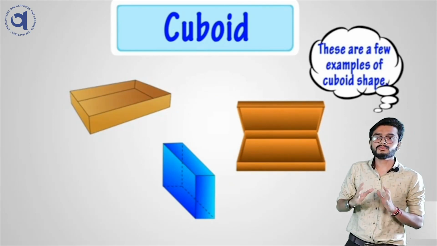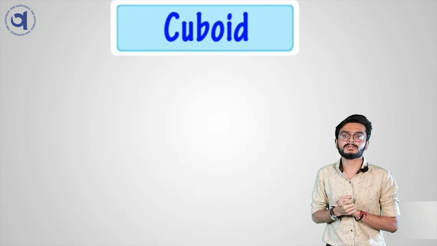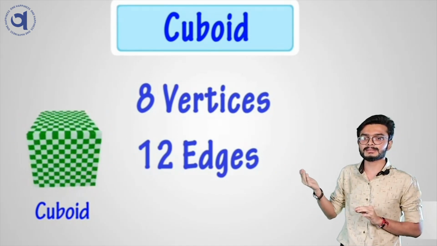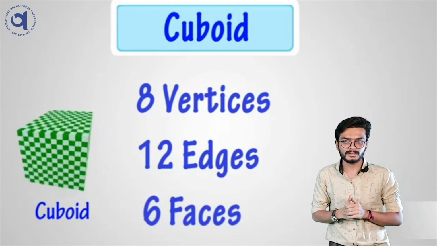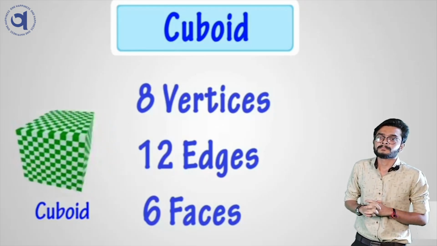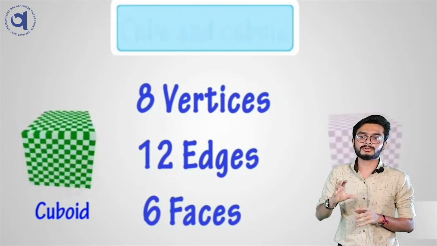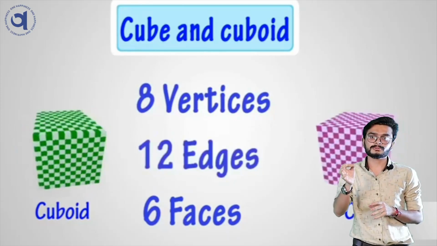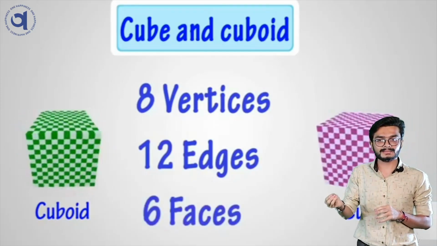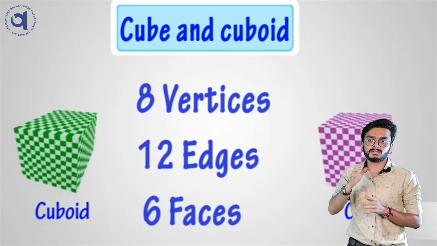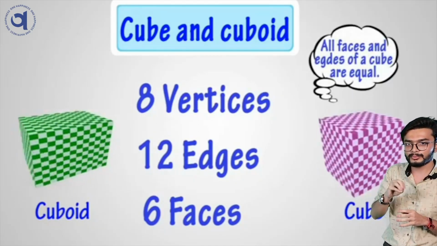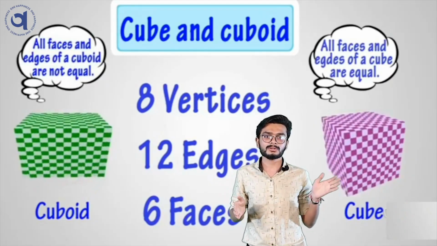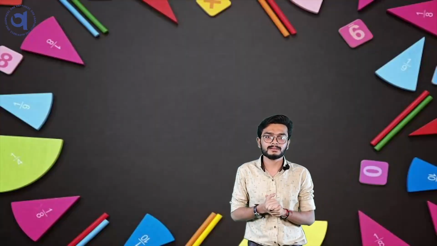Now we have to identify the difference between the cube and cuboid. First of all, let us revise: 8 vertices, 12 edges and 6 faces are there in the cuboid, same as the cube also. Now what is the difference between the cuboid and cube? Cube has 8 vertices, 12 edges and 6 faces, and so does the cuboid. All these three things are equal in cube and cuboid. But in the cuboid there is a difference in the dimension, whereas in the cube the faces and edges are equal.